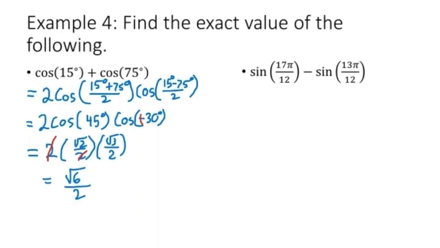Next, we're going to find the exact value of sine 17 pi over 12 minus sine 13 pi over 12. Neither 17 pi over 12 nor 13 pi over 12 appear on the unit circle. Now we could go ahead and use the double angle formulas to evaluate each one individually. Let's see what happens when we apply the sum to product rules.